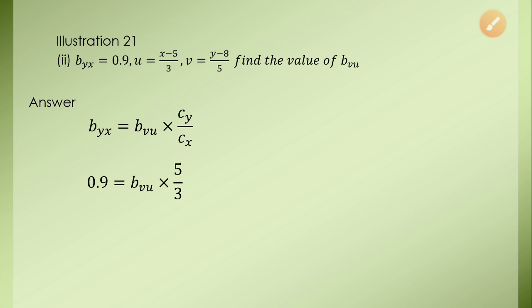Now we'll move that 3 to the left hand side numerator and 5 in the denominator. So it's 0.9 into 3 by 5. After solving this, 0.54, your answer is Bvu is 0.54. So you have to learn the formula by heart and understand how to find Cy and Cx from the given data. It might be quite easy.